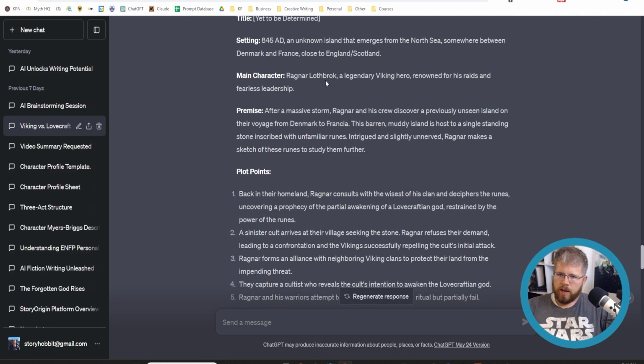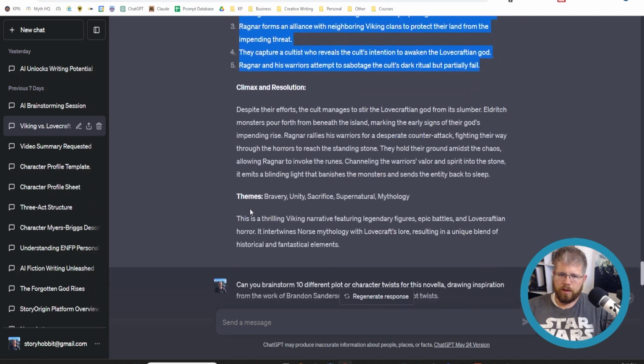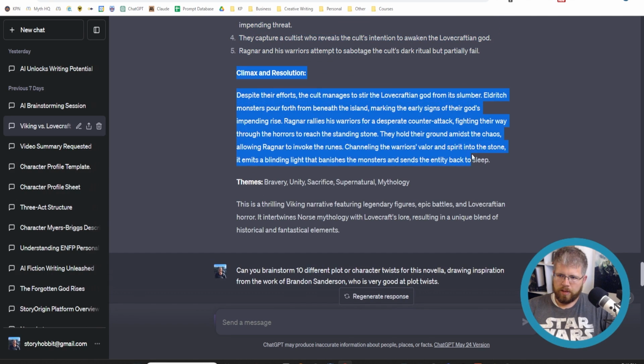The main character is Ragnar Lothbrok. The premise is this, which is true. It gave me a couple of plot points that happen in the middle. It gave me the climax and the resolution that we had established. It gave me some themes which we hadn't really established, but they kind of fit.